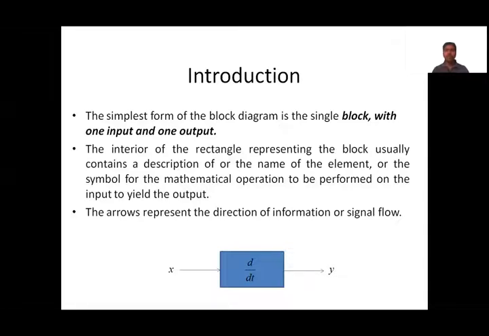The inside content in the box or block is given by d by dt. Here the relationship between x and y is the derivative term, that is y is equal to dx by dt. This is the way we can represent the input and output relationship in a pictorial way. This is nothing but block diagram representation. This is a simple example.